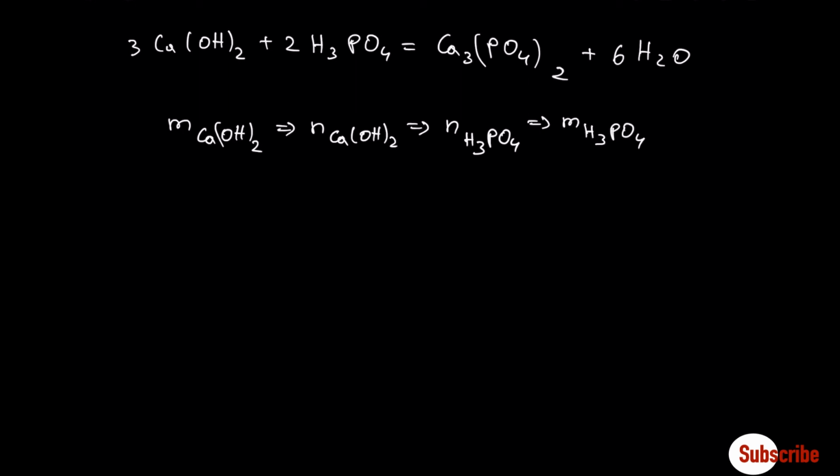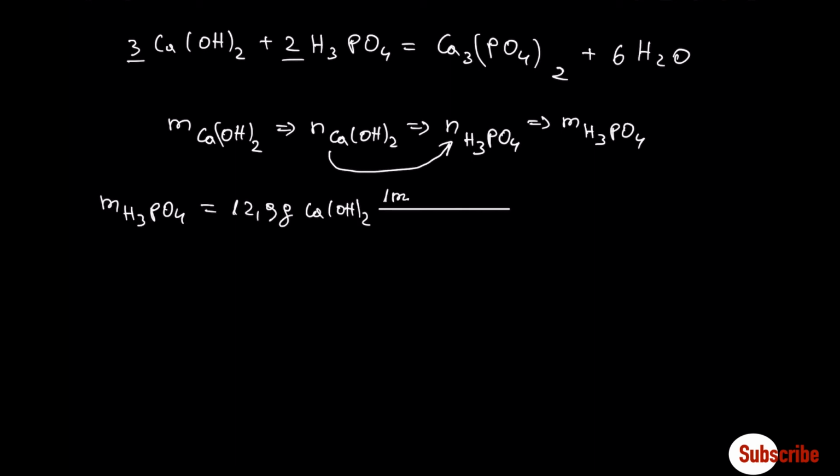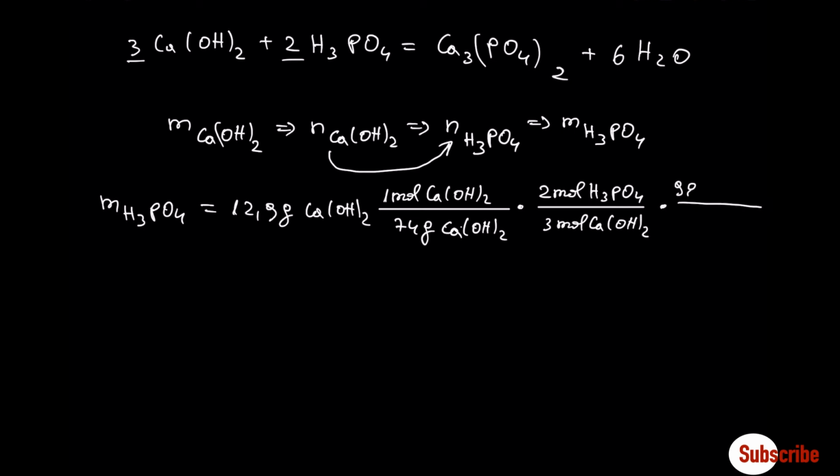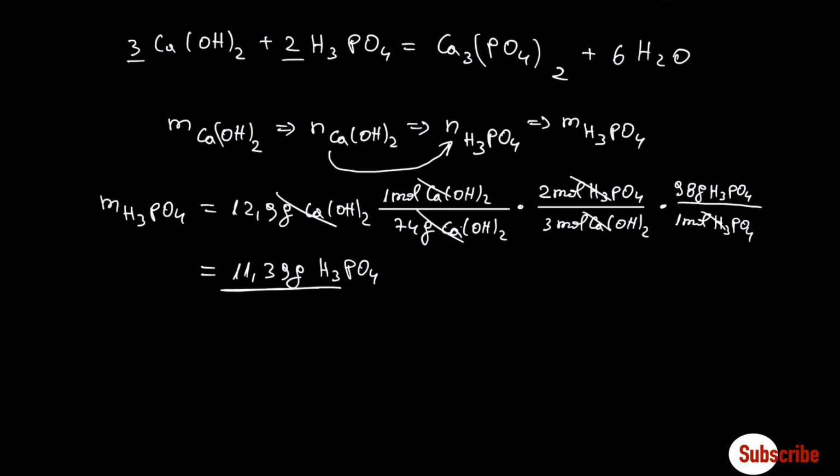So from this scheme, this step here is the stoichiometrical step. We are going to take into account the coefficients in the balanced equation. So let's run the calculation. This amount here is the one that is going to be consumed, or the amount needed to react stoichiometrically with the calcium hydroxide.